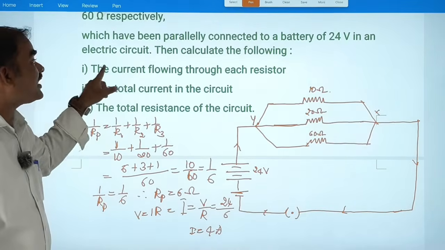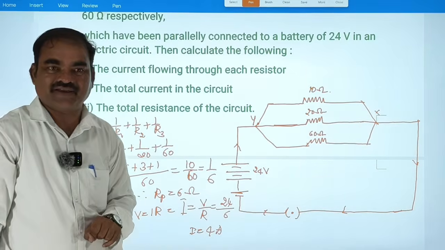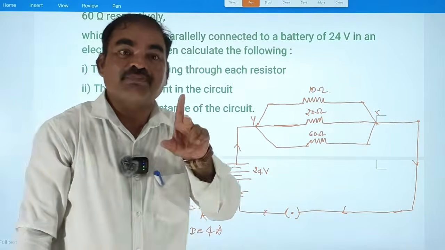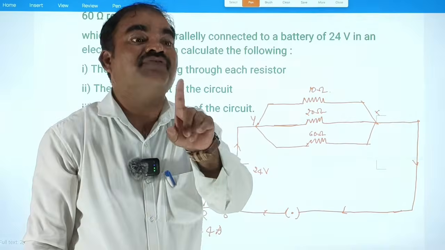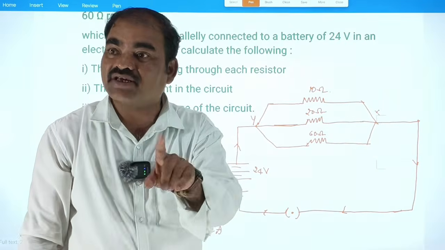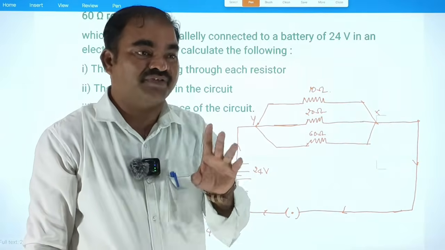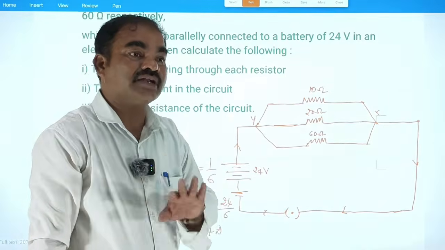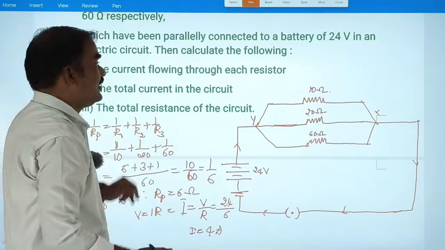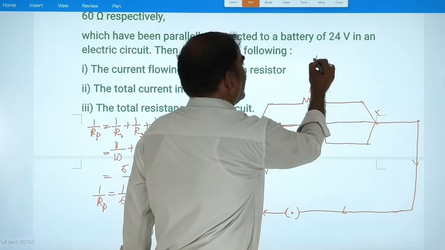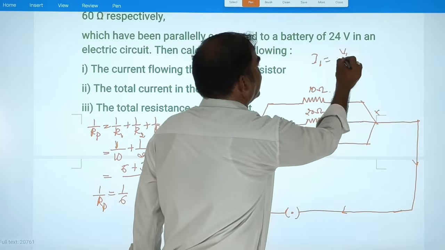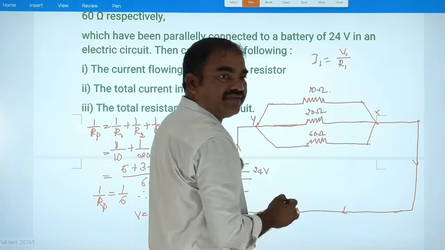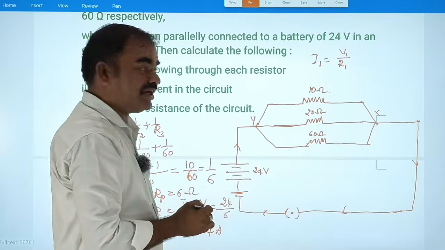Next, we have to find the current flowing through each resistor. How do we find that? We know this is a parallel connection. In a parallel connection, the current will vary, whereas in a series connection, the voltage will vary. That you have to remember; that is the difference between a parallel connection and a series connection. Now we can write I1 equals V divided by R1.